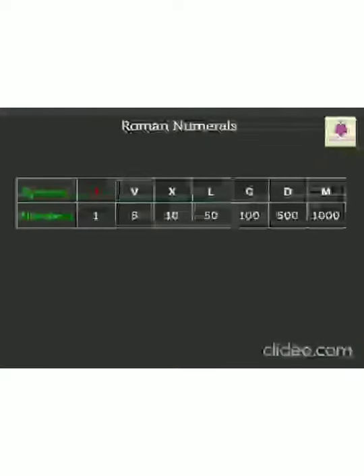The symbol I is equal to 1. V is equal to 5. X is equal to 10. L is equal to 50. C is equal to 100. D is equal to 500. And M is equal to 1000.